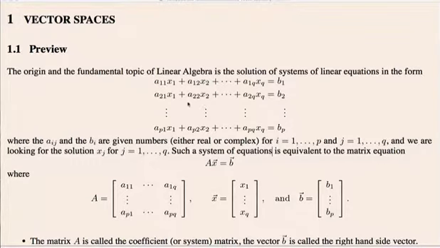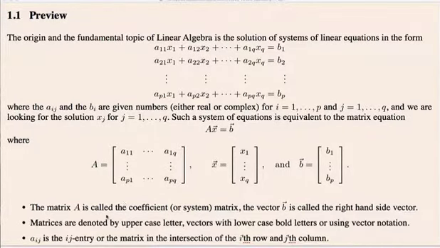And this system of equations is equivalent to the matrix equation Ax equals b, where A is this matrix of the coefficients, the a's. x is a column vector with components x1 all the way up to xq, and b is a column vector from b1 all the way up to bp. Note the difference between the p and q.